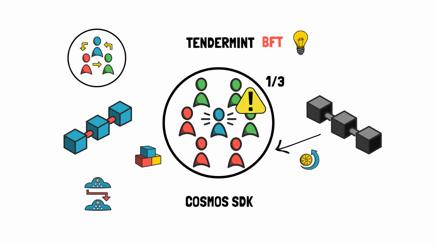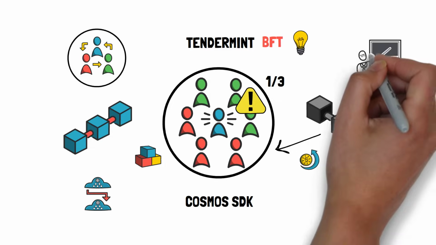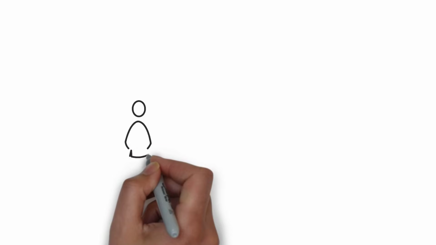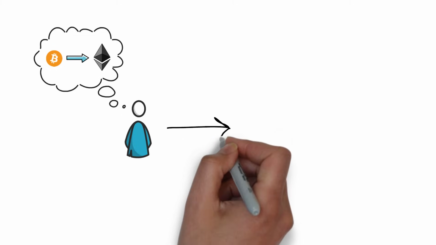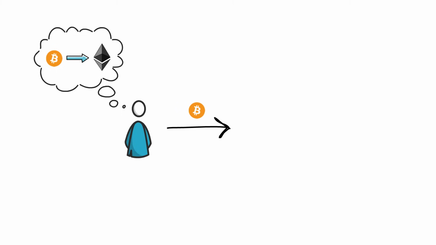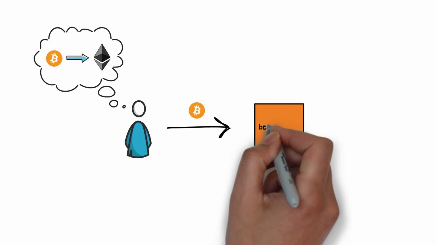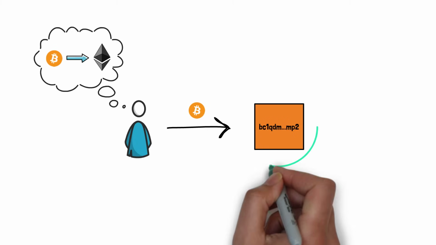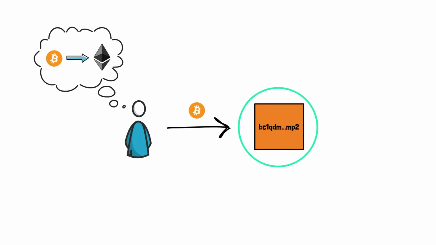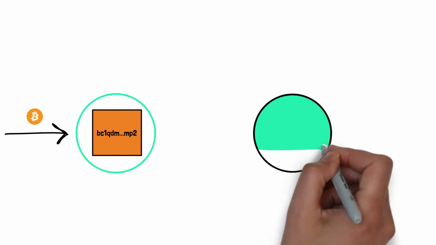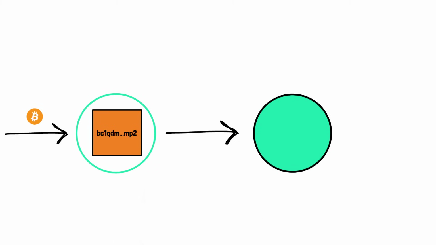To see how it works in practice, let's go through a quick example. Let's say a user wants to swap their Bitcoin on the Bitcoin network to Ether on the Ethereum network. The user sends a standard Bitcoin transaction to the Bitcoin vault, a Bitcoin address controlled by the Thorchain network. Thorchain nodes keep monitoring vault addresses in order to acknowledge new transactions.